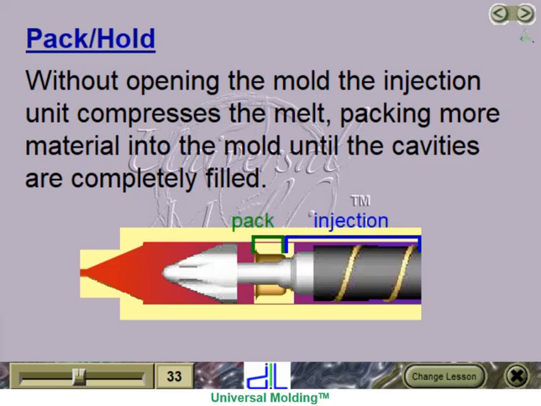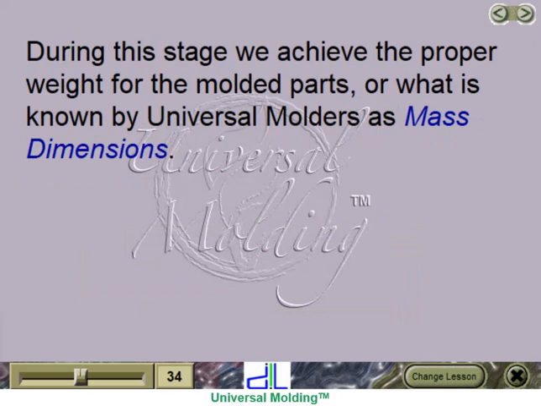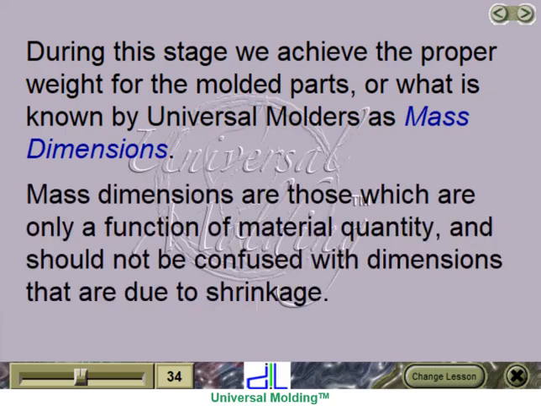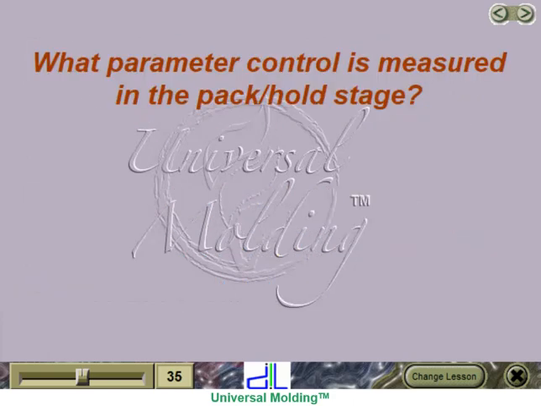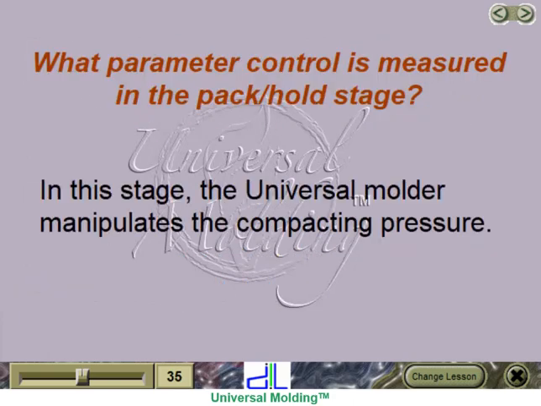completely filled. During this stage, we achieve the proper weight for the molded parts, or what is known by universal molders as mass dimensions. Mass dimensions are those which are only a function of material quantity and should not be confused with dimensions that are due to shrinkage. What parameter control is measured in the pack hold stage? In this stage, the universal molder manipulates the compacting pressure.